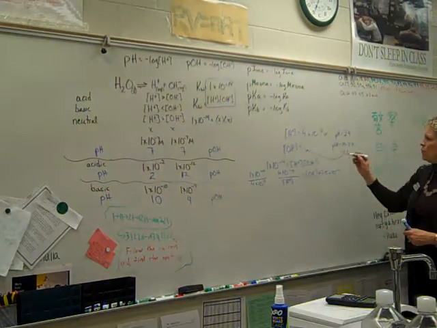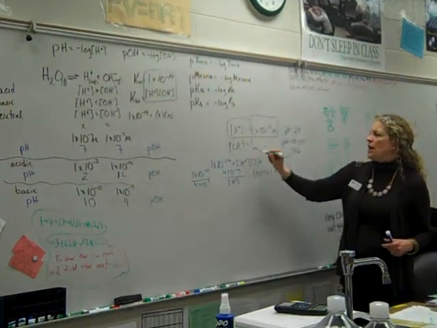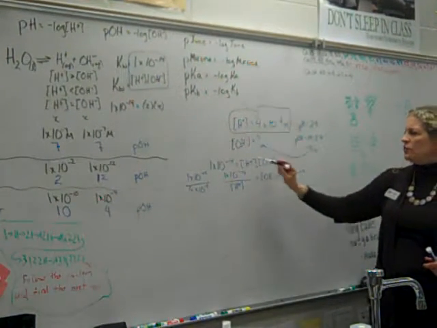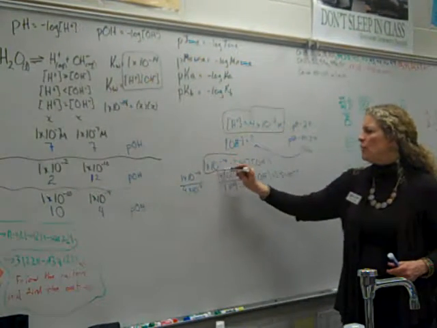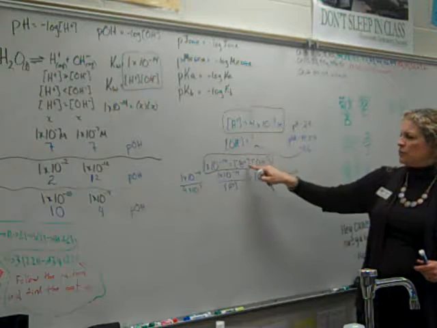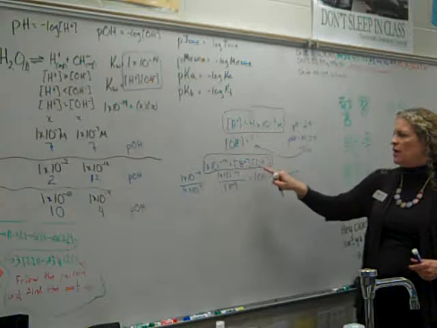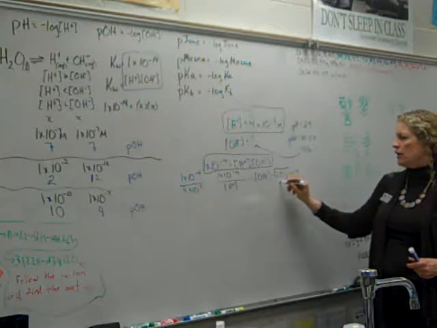So here's the problem. We started with H plus, and we wanted to know OH minus. One way to do it is to take this formula, simply plug in our H plus, the 4 times 10 to the negative 3 here, and solve for OH minus, and here's our answer.